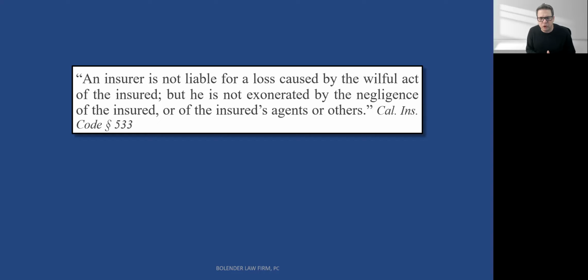I'm going to read the first clause, and this is statutory language. An insurer is not liable for a loss caused by the willful act of the insured. That is not a typo, by the way. That is the actual spelling in the statute. An insurer is not liable for a loss caused by the willful act of the insured. So what does this exclusionary language tell us?